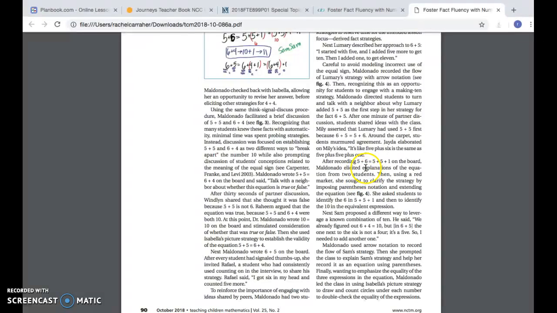thought of this strategy with the 5 plus 6 and 5 plus 5 plus 1. So they knew 5 plus 5 was 10 and 6 was one more, so they added 1. That's what a lot of my students do in the room.